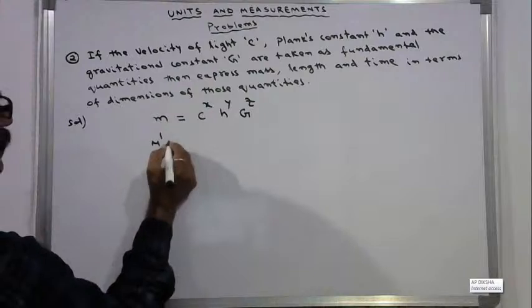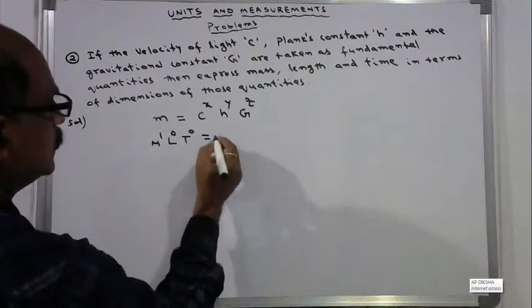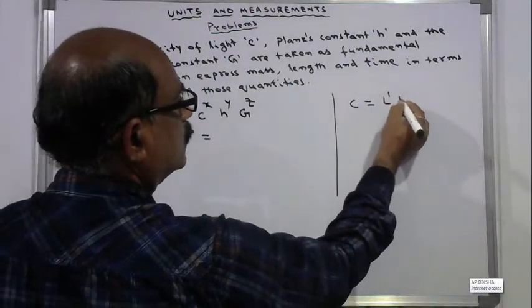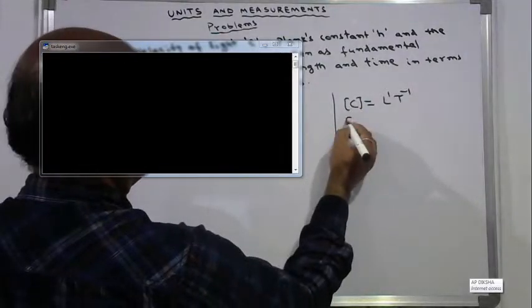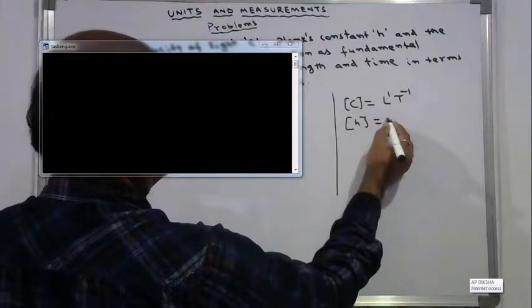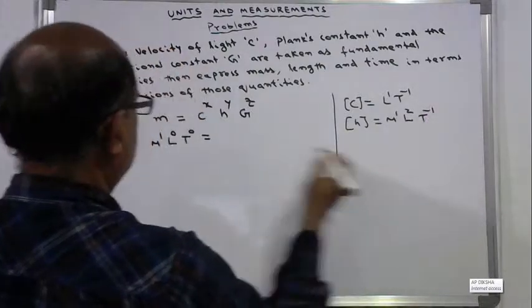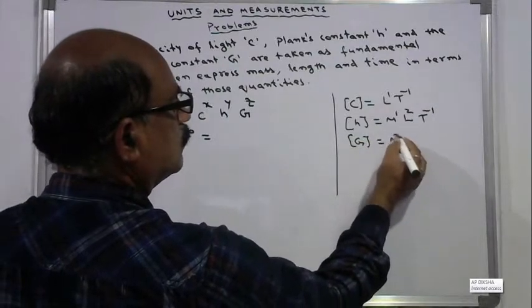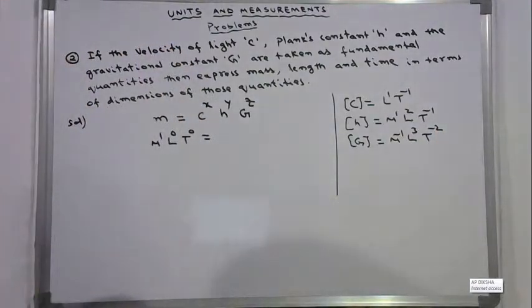M power 1 L power 0 t power 0 is equal to c, velocity. What is the dimensional formula of velocity? L power 1 t power of minus 1. This is the dimensional formula of c. What is the dimensional formula of Planck constant? M power 1 L square t power of minus 1. What is the dimensional formula of gravitational constant? M power of minus 1 L cube t power of minus 2.